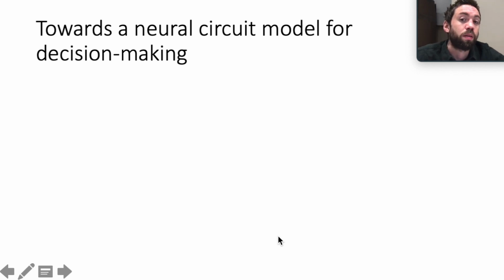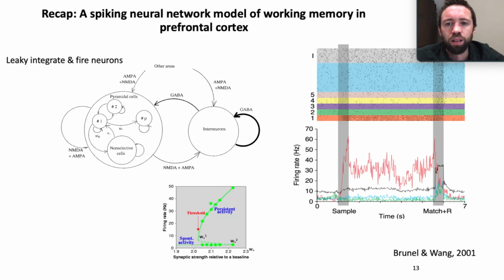So how could we think about modeling this in more of a realistic neural circuit type model? You will remember that we studied this neural circuit model of working memory by Brunel and Wang, in which there were multiple selective populations of excitatory cells, each simulated with leaky integrate and fire type models. And this was capable of producing stimulus selective persistent activity.